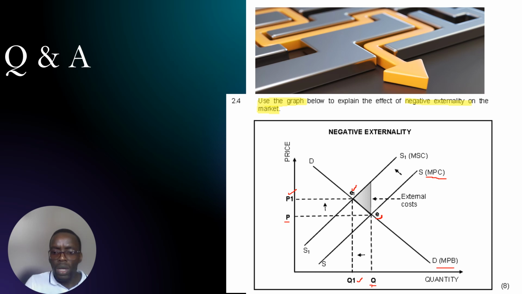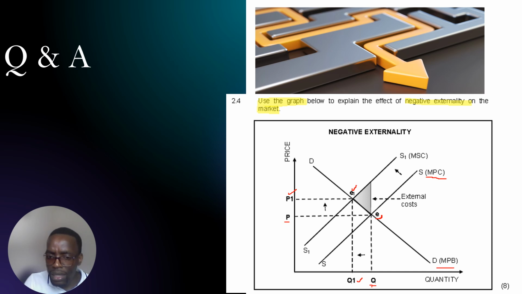Now we know that this shaded area here represents what we call the welfare loss. So what were you supposed to do in this question? We have just studied the graph. Learners, when you answer such a question, you are supposed to quote the figures that are given here. Give us the facts from the graph that has been provided.